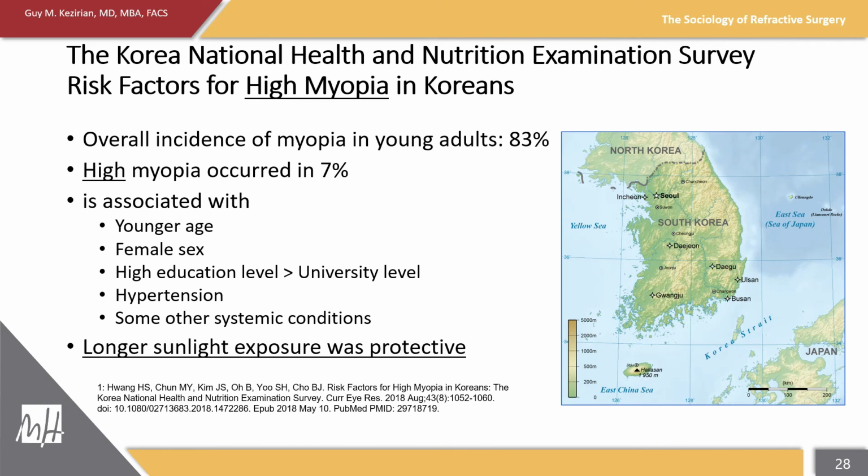The Korean National Health and Nutrition Examination Survey looked for risk factors for high myopia in Koreans. As mentioned earlier, the overall incidence of myopia in Korea is 83%. High myopia occurred in 7% and is associated with younger age, age of onset of myopia, female sex, educational level, hypertension, and some other systemic conditions.